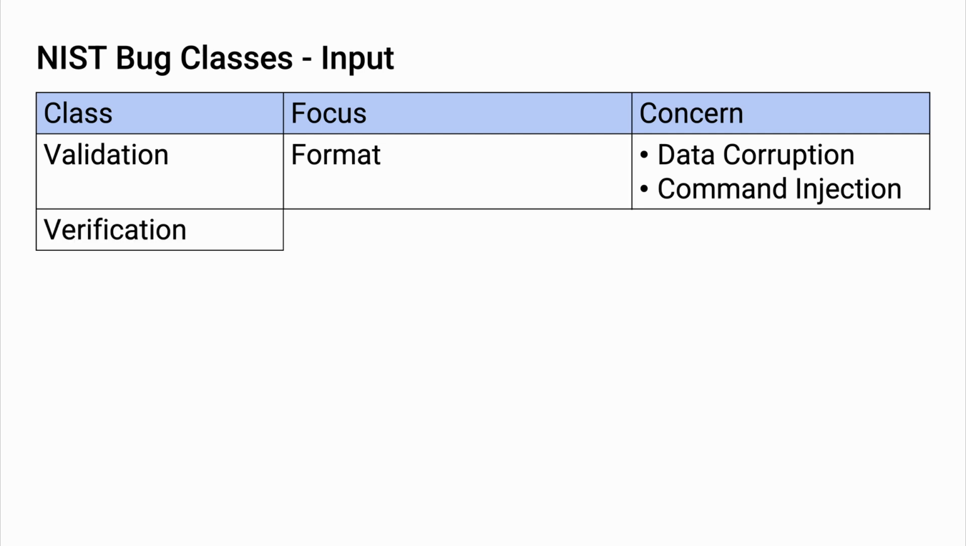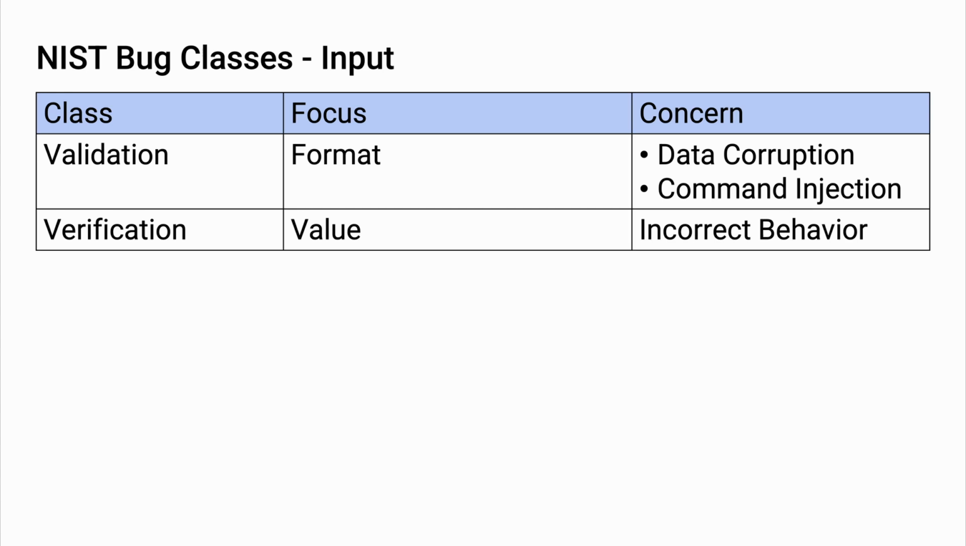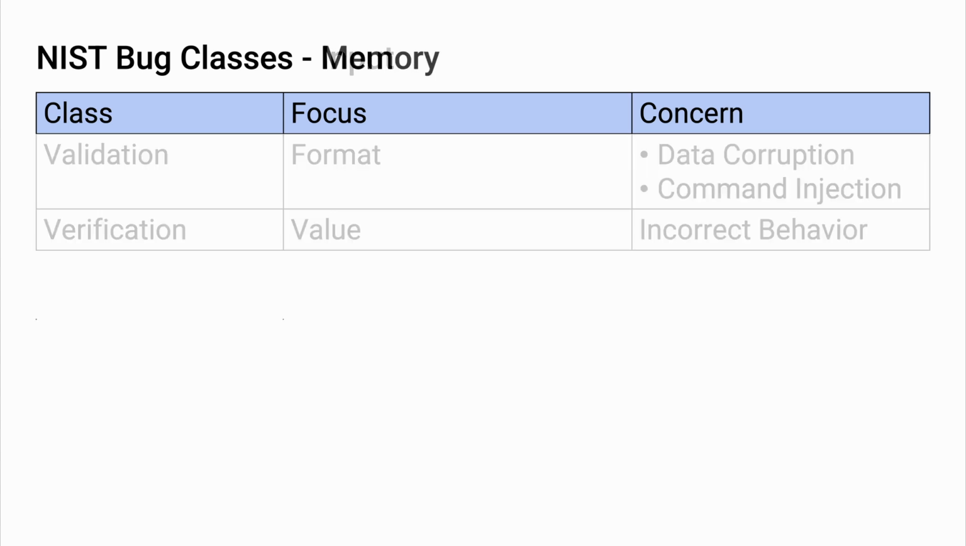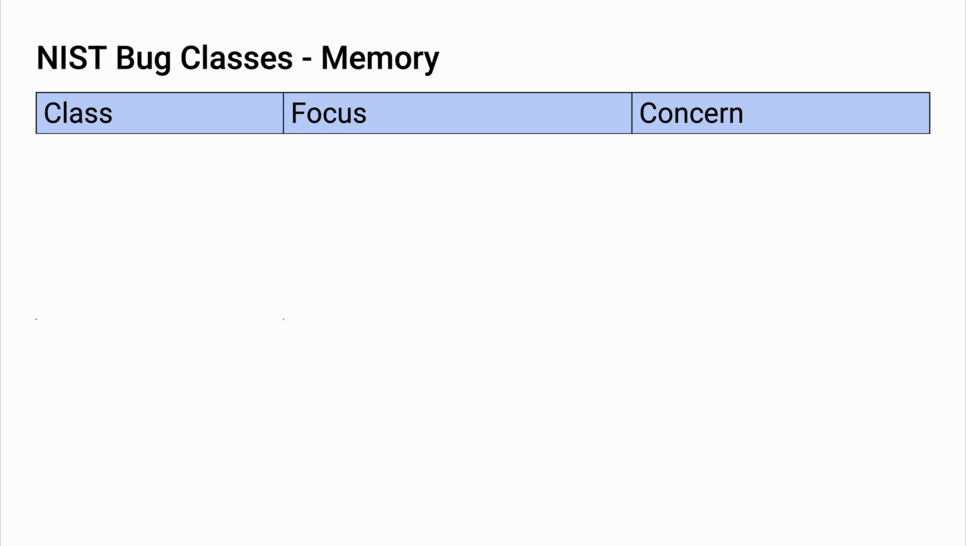The next is verification. Here you have data, which is of the correct type, but the value is not in range. And this can give us incorrect behavior. Say you're using the input as an array index, and it's well beyond the range of the array. That's going to give us potentially incorrect behavior. In the memory category, we have three classes.